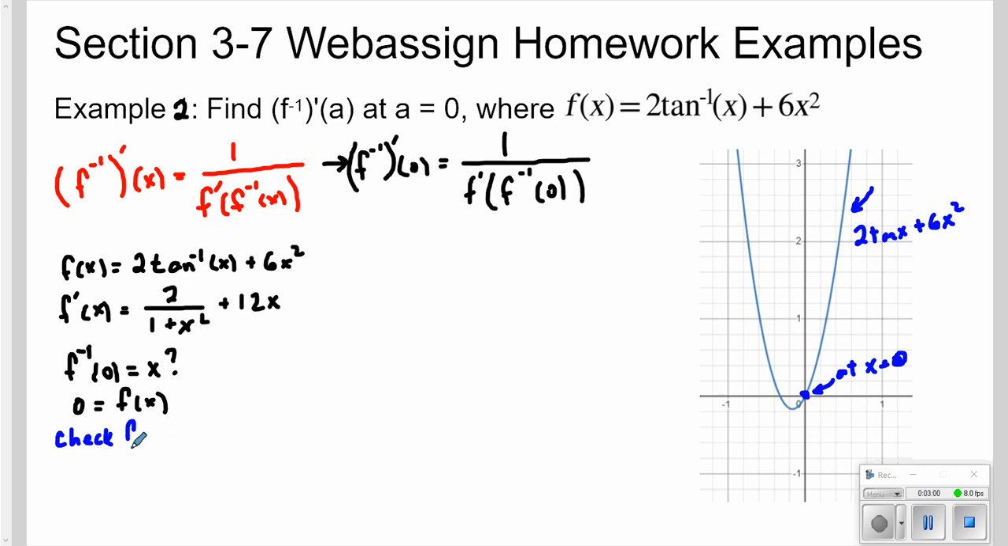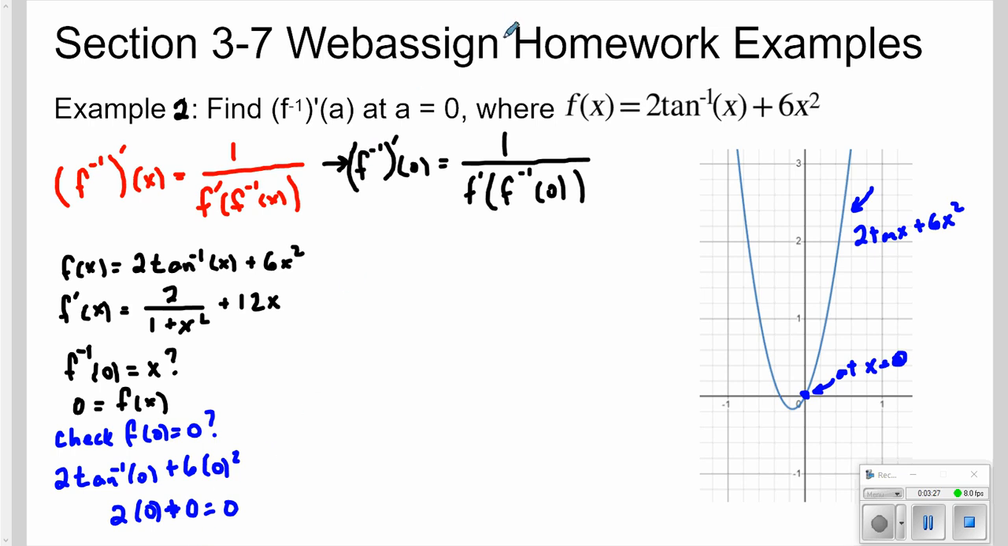Would f of 0 equal 0? Well, f of 0 means 2 times the inverse tangent of 0 plus 6 times 0 squared. Yeah, sure enough. This is 2 times 0. The inverse tangent of 0 is 0, plus 0. The result, of course, is 0. So yes, that is true.